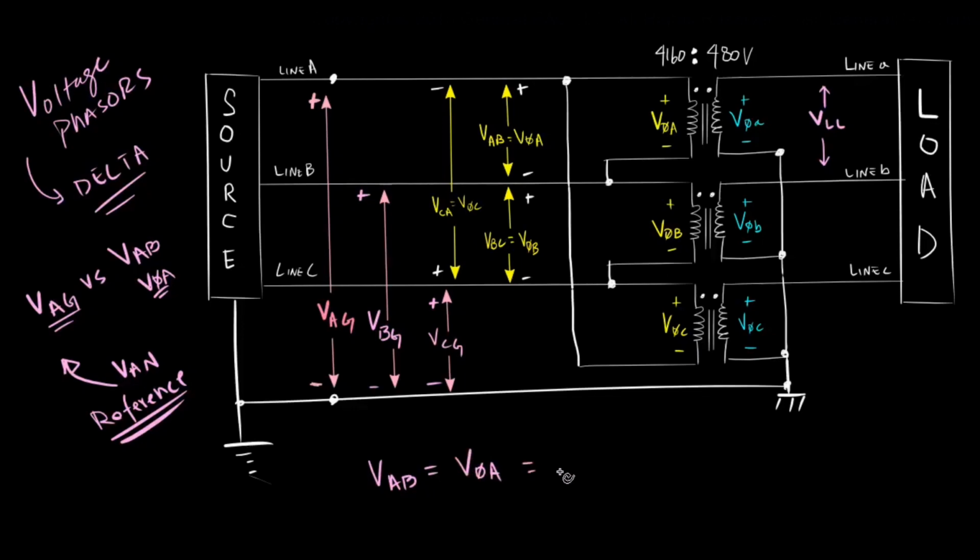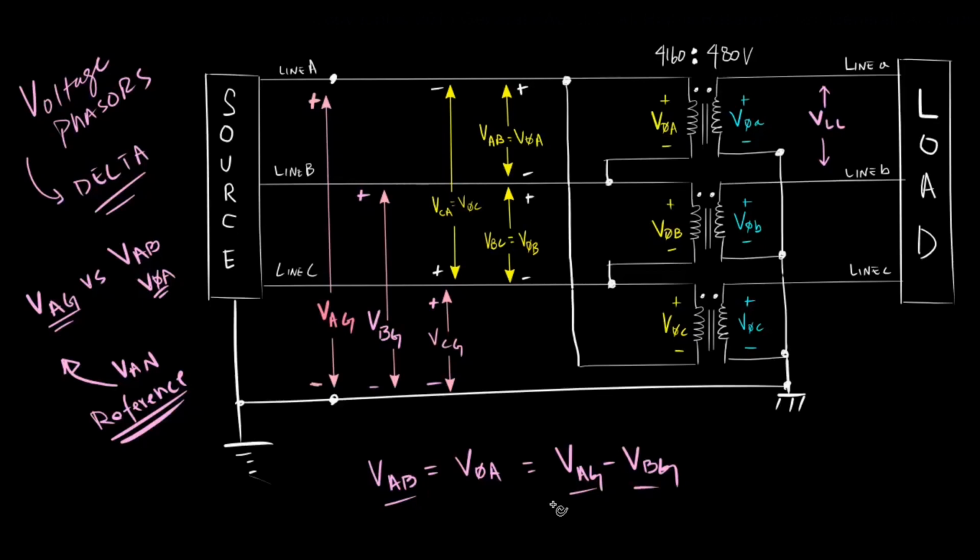That is also equal to VAG minus VBG, which makes sense, right? VAG is here, which is the voltage across line A and ground, and VBG is here, which is the voltage across line B and ground. So the voltage across line A and line B is essentially equal to the voltage across line A to ground minus the voltage across line B to ground.